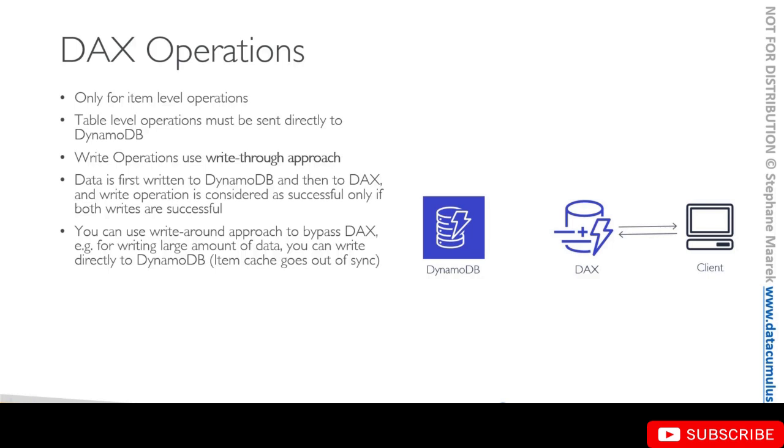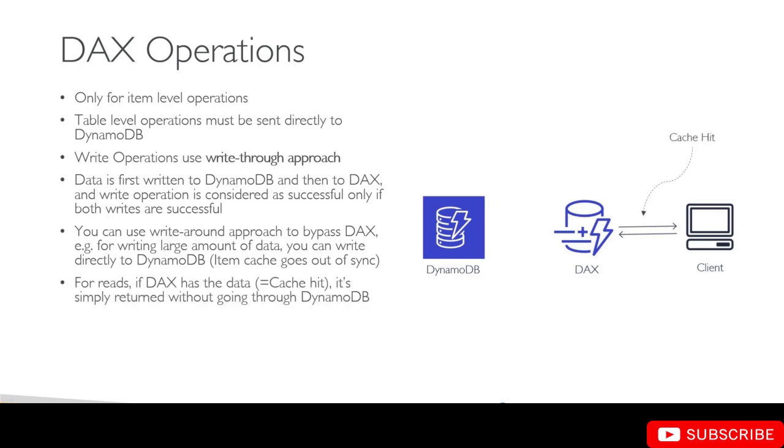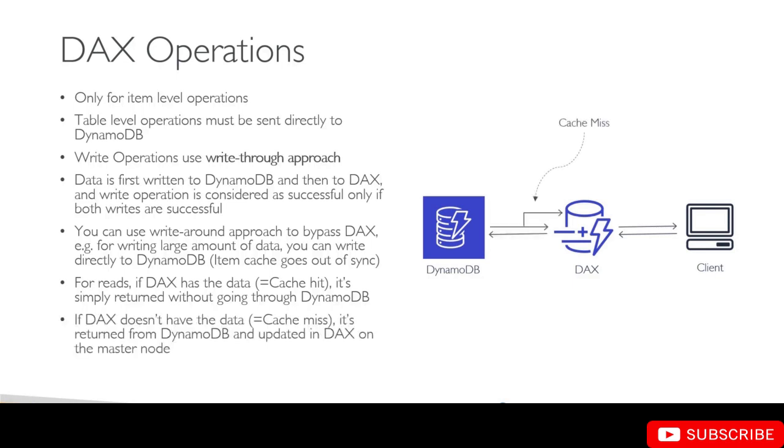When you make a read request and DAX has the data you requested, it's called a cache hit, and the data will simply be returned from the DAX cluster and there won't be any request going through to the DynamoDB table. On the other hand, if DAX doesn't have the data, which we call a cache miss, then it will be returned from DynamoDB and it will also be updated in DAX on the master node. So this is how a cache miss works.